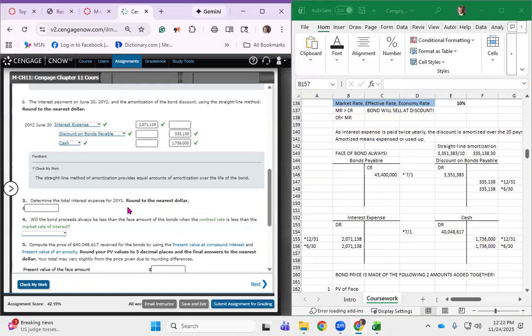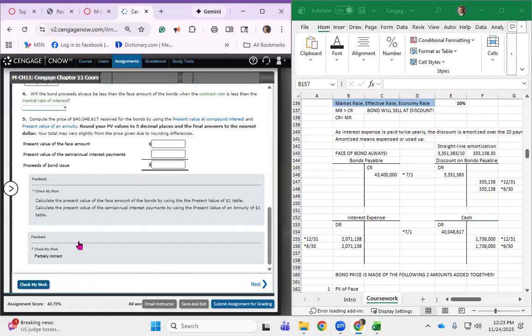Now, here's the thing. If you drew the T accounts, you will see, now it says, determine the total interest for year 1, right? Year 1, this was year 1 right here. So it's just this, okay? Year 1, because we bought these in July and we waited to pay the 6-month interest at the end of that year. So just for the year, the first year we took this bond out, I'm going to put 2,071,138 as the total interest expense.